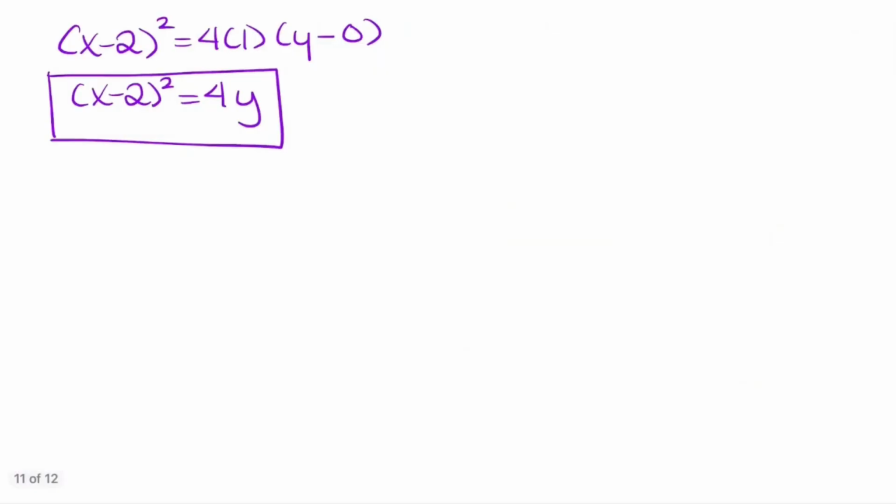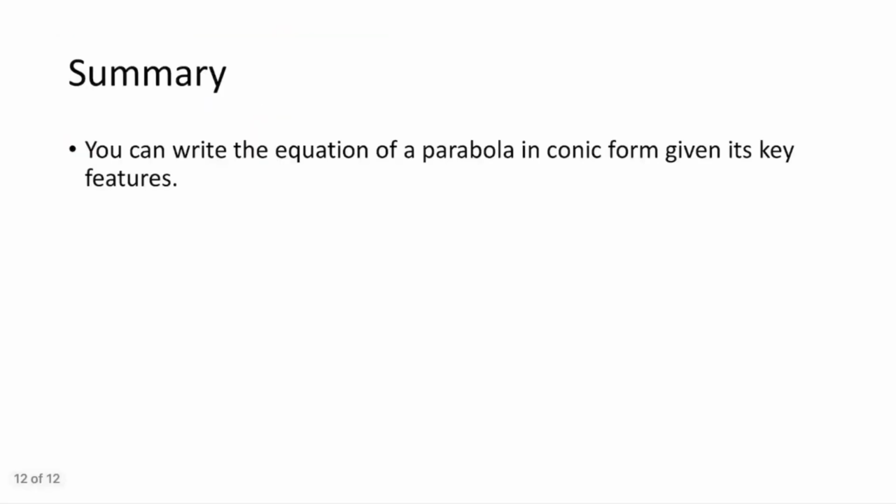So when we plug into our equation, we get (x minus 2) squared equals 4 times 1 times (y minus 0). So that's going to be (x minus 2) squared equals 4y in conic form. So remember, you can write the equation of a parabola in conic form given its key features.